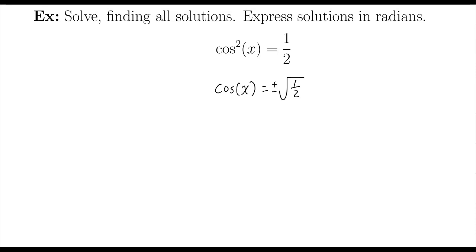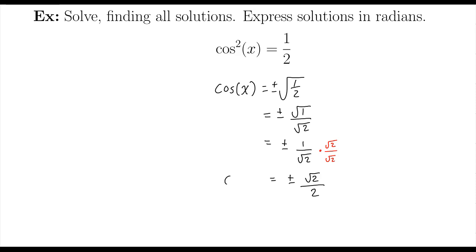Okay, so now square root of 1/2, not as obvious what that is, so let's simplify that a little bit. Square root of 1/2 is the same thing as the square root of 1 over the square root of 2, which is the same thing as 1 over the square root of 2. And if I multiply the top and the bottom by the square root of 2, I end up with a more familiar expression, which is the square root of 2 over 2, positive and negative. Okay, so cosine x equals positive and negative square root of 2 over 2. That's what I want to look for.